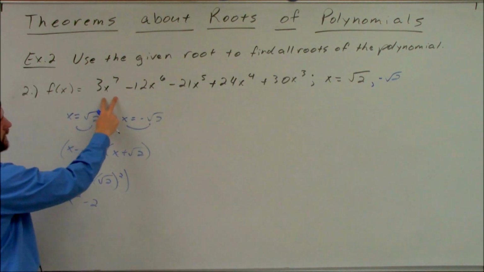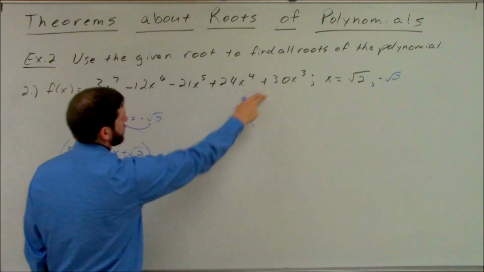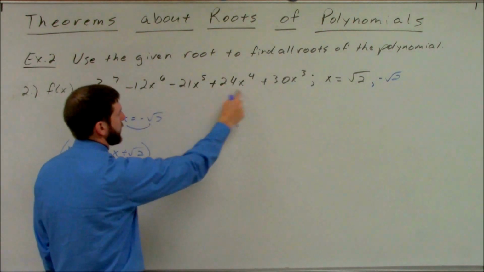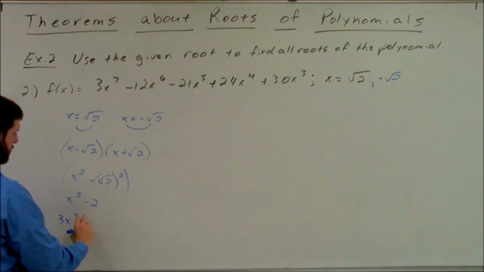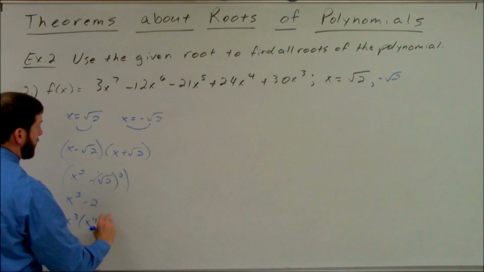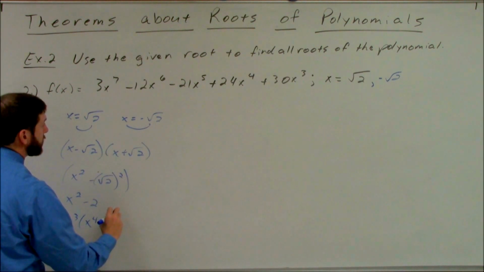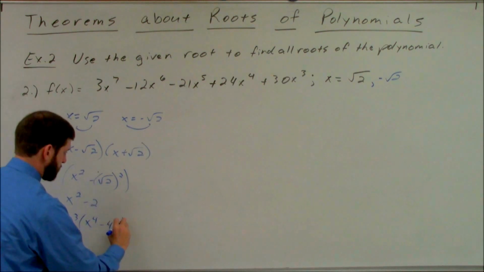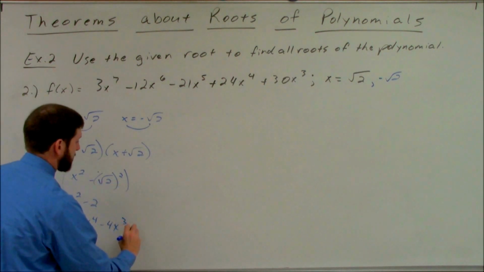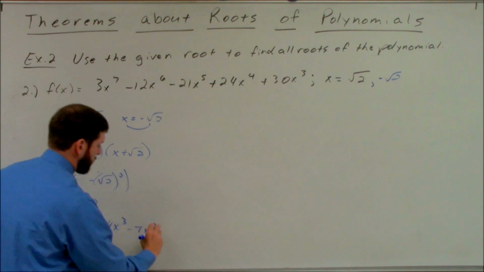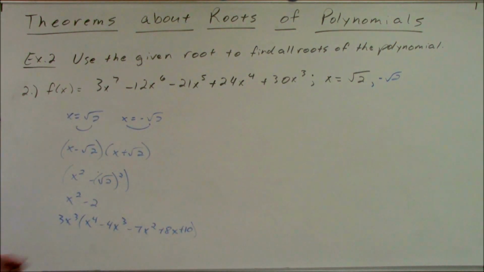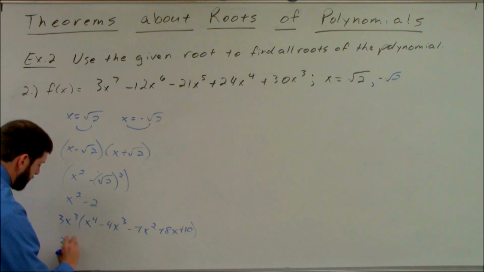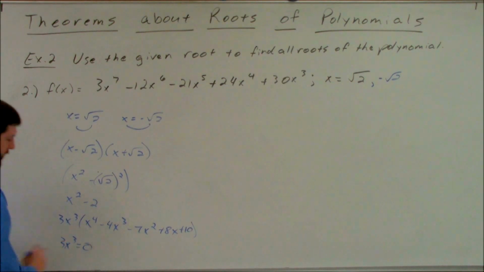So I can recognize that every single term up here multiplies by a factor of 3 and has a factor of at least x cubed. So if I take 3x cubed out, that leaves me x to the 4th minus 4x cubed minus 7x squared plus 8x plus 10. So all that does is give me a smaller, easier to work with function. It also tells me that 3x cubed is one of my factors.